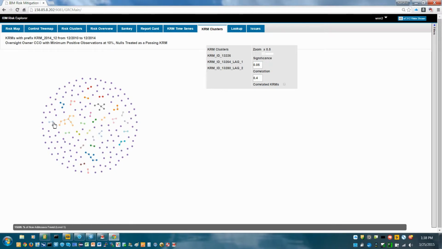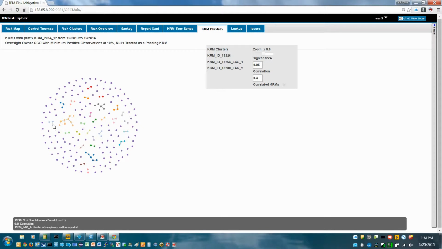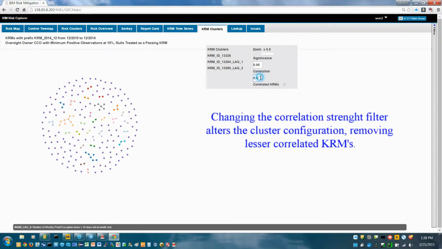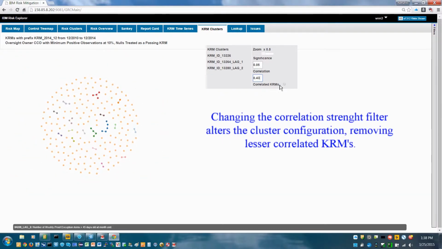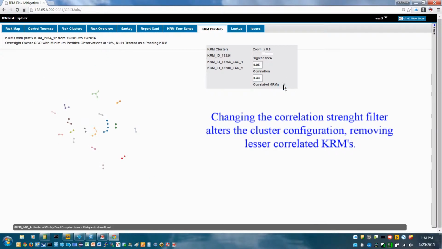So here was that cluster we looked at before, and the correlation strength between these two, as seen in the bottom, is 0.51, and the other correlation strength is 0.42. So if we want, we can change the correlation strength used to form these clusters by moving over to the dialog on the right and changing the correlation strength to 0.43. This changes what we're focusing on and gets rid of any of those weaker correlations.